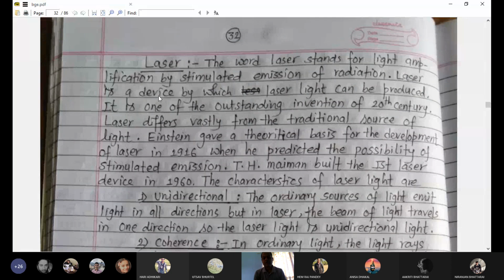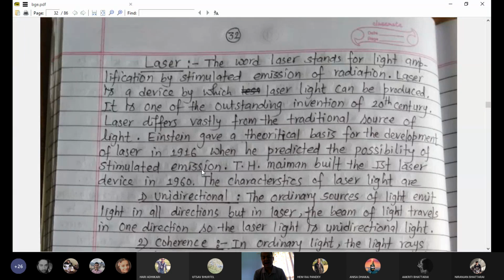Now, the first laser was built by T.H. Maiman. This is the scientist. He made the first laser device in 1960. In 1960, T.H. Maiman built the first laser, and the characteristics of laser light which differ laser light from the traditional source of light are as follows.